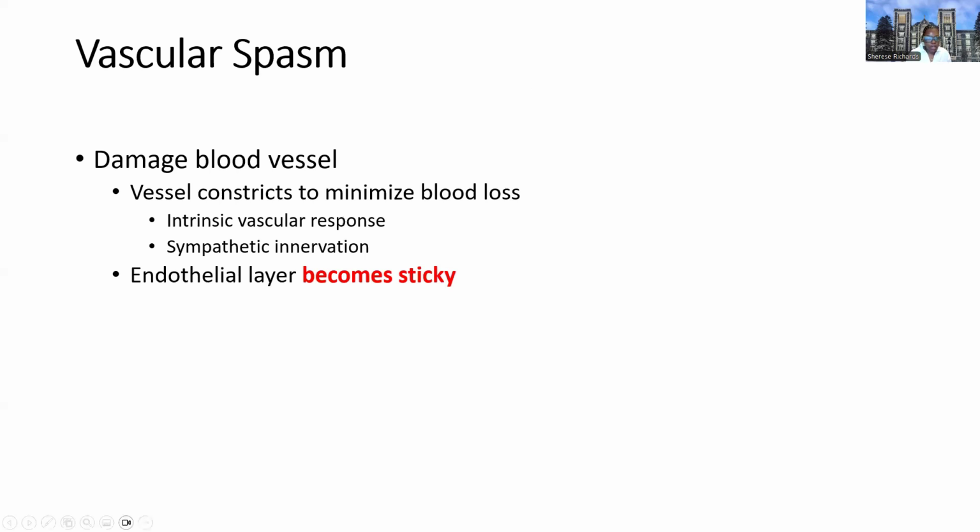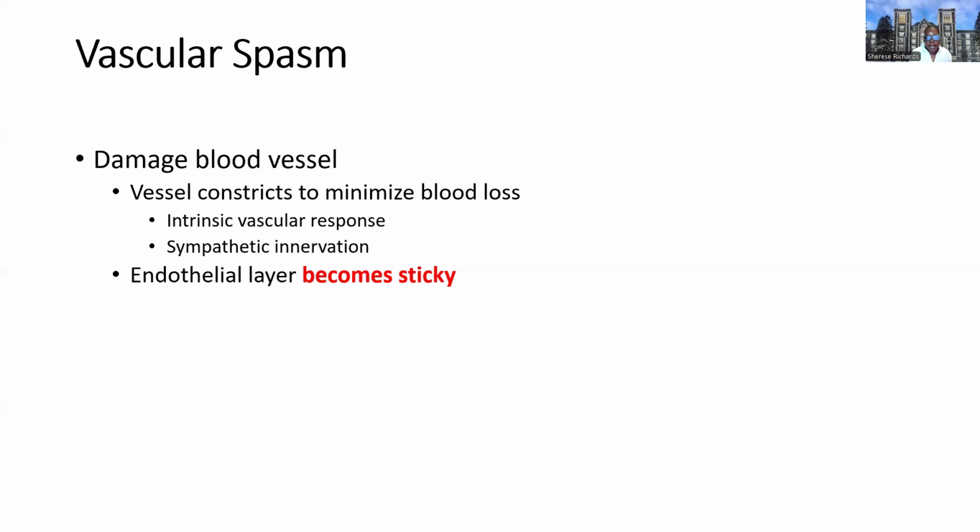Again, the body is very smart, very intelligent in this way. It wants to prevent not only healing the injury, but actually preventing excess blood loss. So automatically you trigger vasoconstriction, which then triggers the intrinsic vascular response, along with extrinsic responses that engage the sympathetic nervous system. So local factors and external factors are both working to minimize blood loss through vasoconstriction.